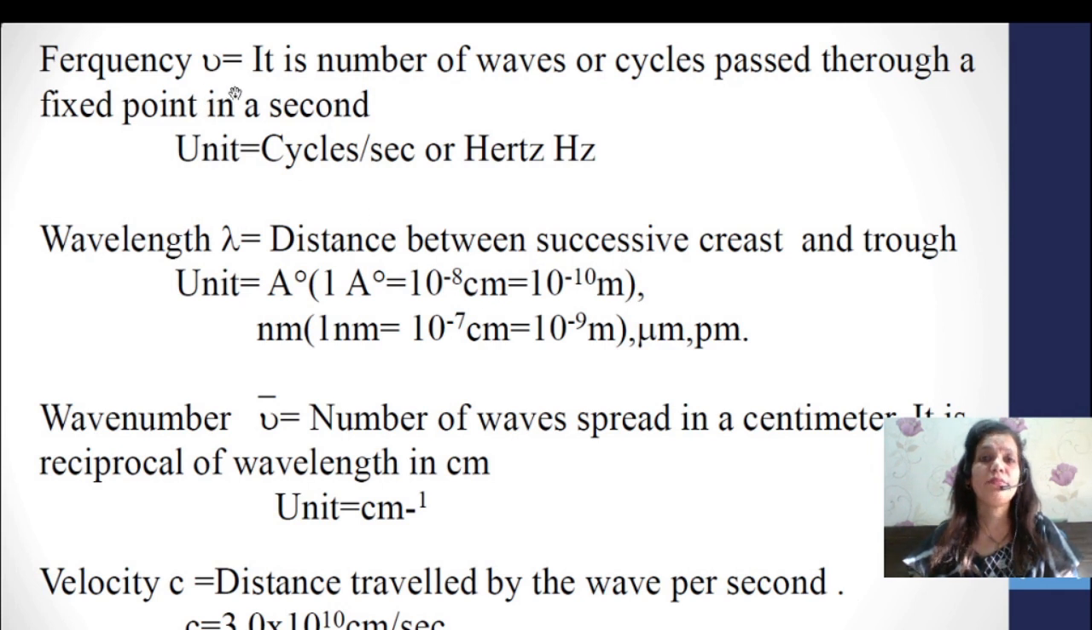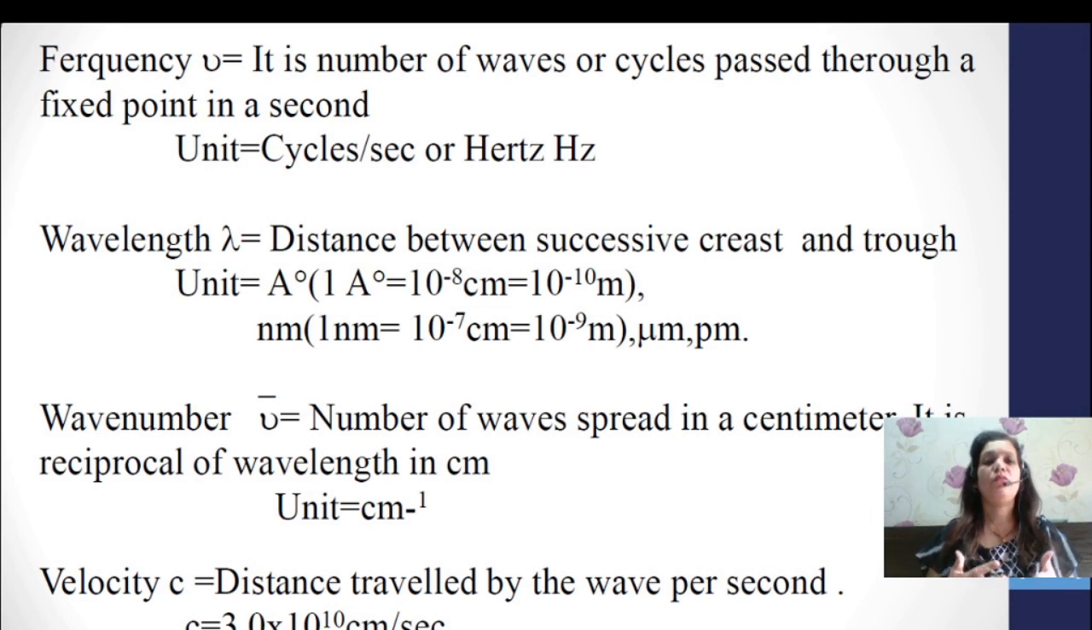Frequency and the others are the different terms utilized in photometry or spectrophotometry. In both these instruments, we are going to utilize these terms throughout our session. Nu is the frequency. It is the number of cycles or waves passing through a fixed point, that is cycles per second, or hertz, its unit. Wavelength is the distance between successive crests. It can be measured in a number of different units such as angstrom, nanometer, micrometer, picometer, etc.